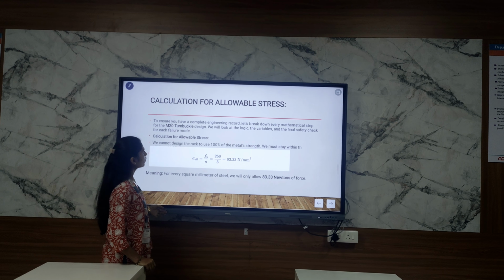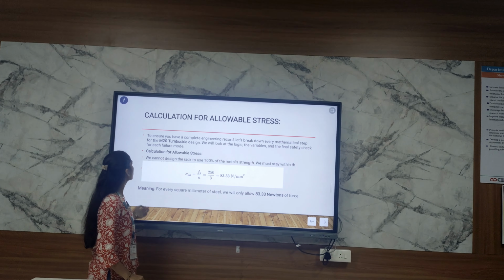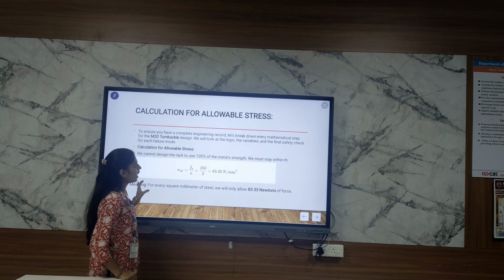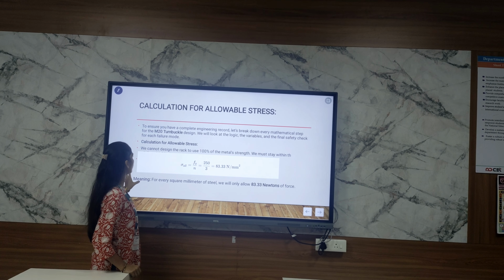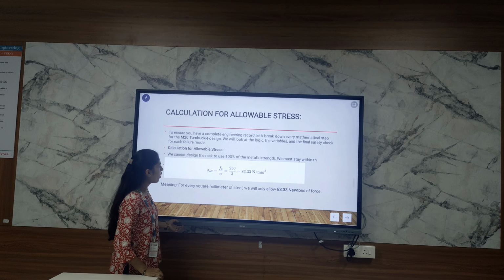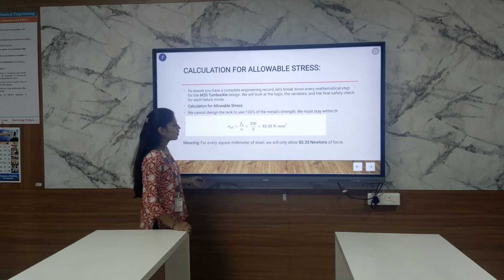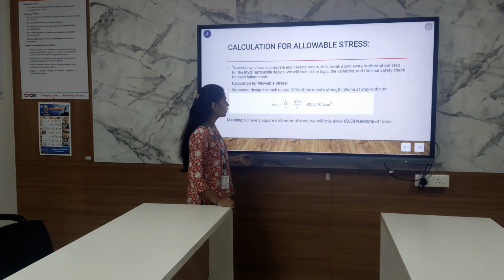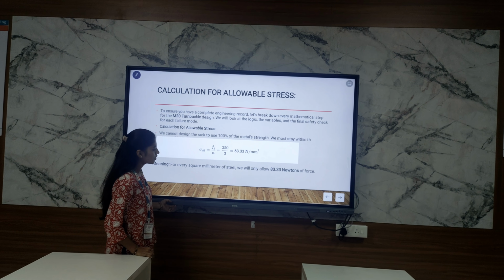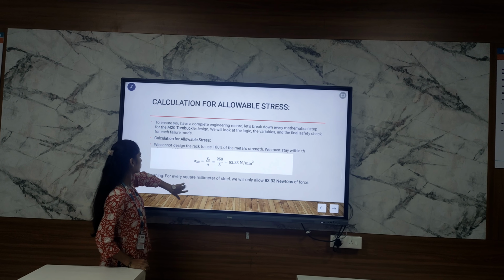To ensure you have a complete engineering record, let's break down every mathematical step for the M20 turnbuckle design: the logic, the variables, and the final safety check for each failure mode. Calculation of allowable stress: sigma_all = Fy/N = 250/3 = 83.33 N/mm². Meaning, for every square millimeter of steel, we will only allow 83.33 Newton of force.